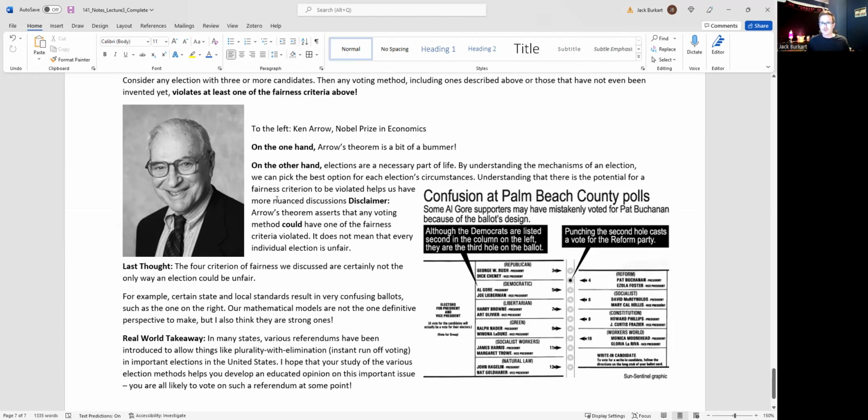I'd like to conclude with a real world takeaway. In many states, various referendums have been introduced to allow things like plurality with elimination, instant runoff voting, to happen in important elections in the United States. I hope that your study of the various election methods helps you develop an educated opinion on this important issue. Most of us are likely to vote on such a referendum at some point. By being more educated, we can confidently make a better decision.